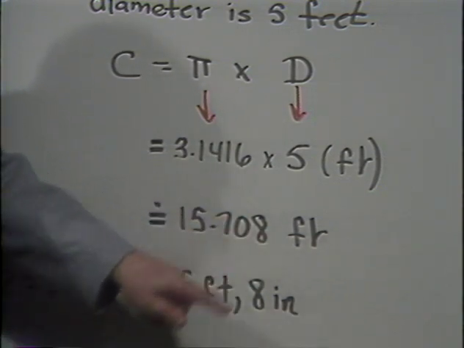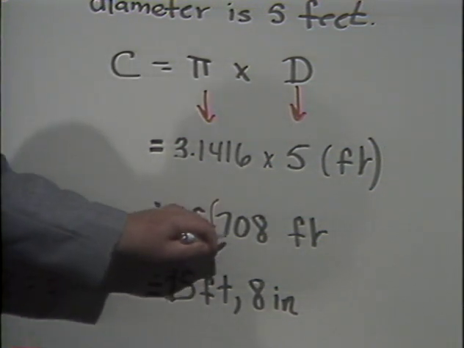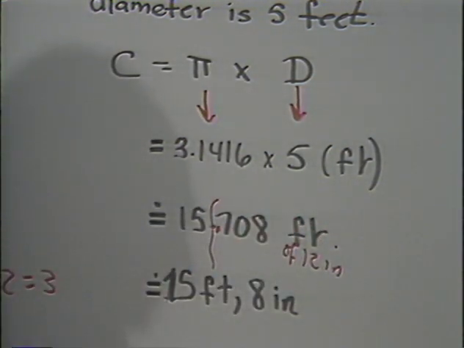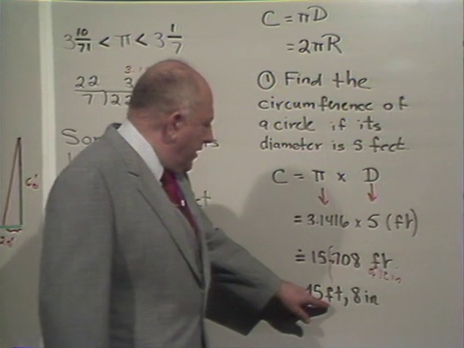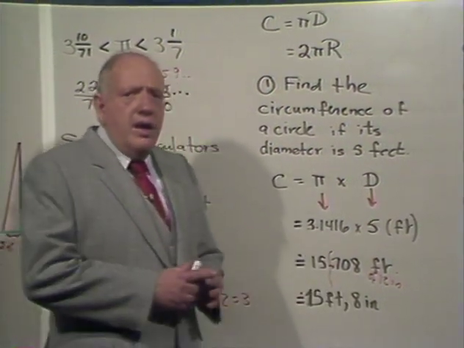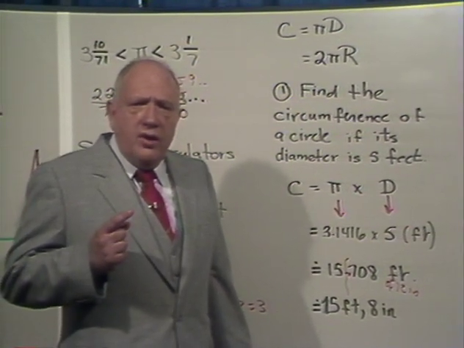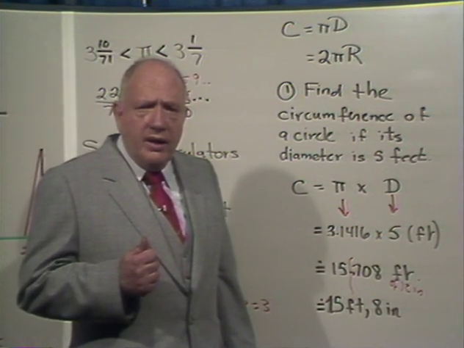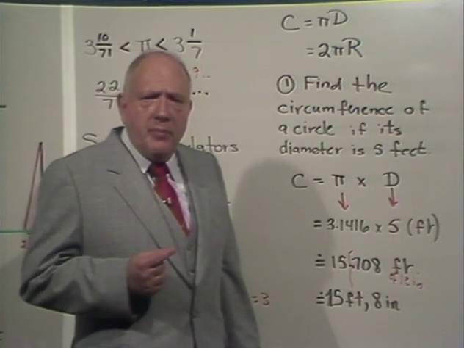But usually when we measure feet, the fractional part is in inches, so what we have is what? 15 feet plus what? 0.708 of 12 inches, and that's roughly another 8 inches. So if you're going to write this to the nearest inch, the answer would be what? 15 feet, 8 inches, okay? Now you still have to read the problem carefully. Remember, in this formula you multiply by pi to get the circumference only if you start with diameter, okay? Secondly, what the label is going to be depends on what the label of diameter is.